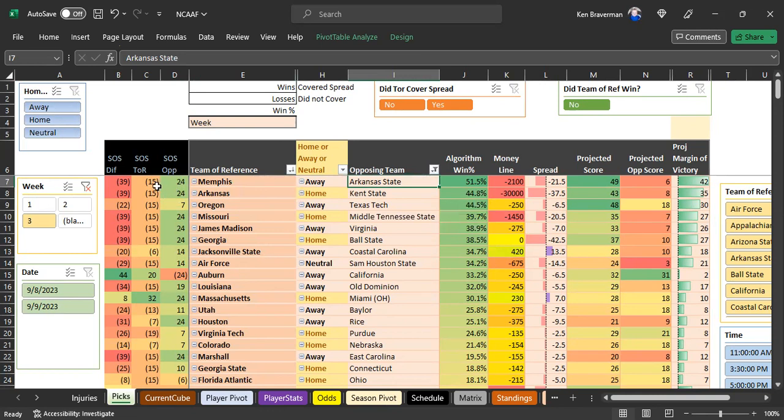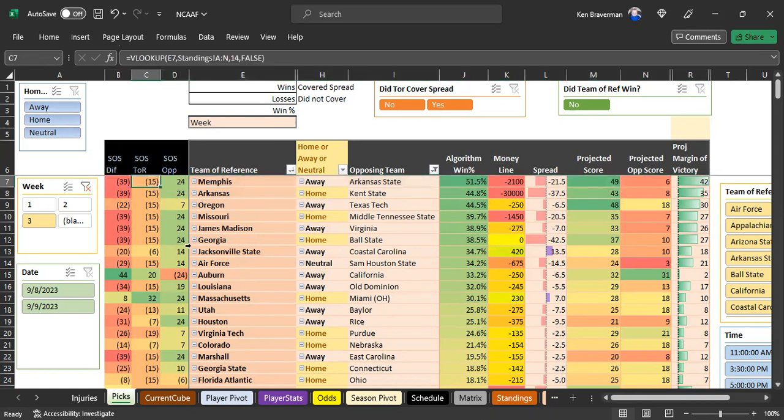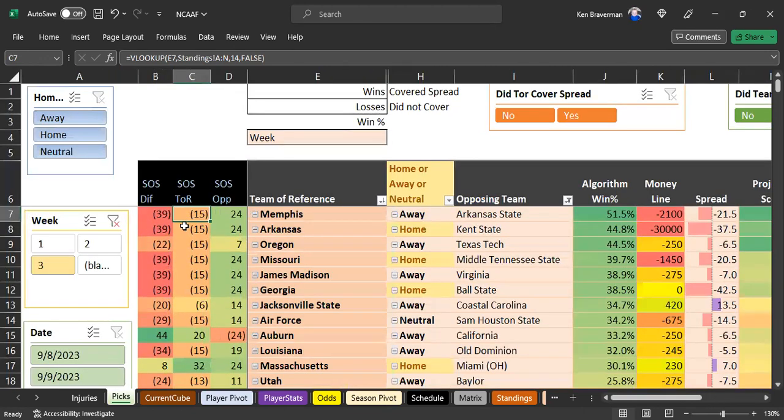What that means when we go through this game here, Memphis versus Arkansas State, this says that Memphis's opponents so far this season have been really bad. They have a ranking of -15. A low SoS rating means that they've played teams that are not very good. A strength of schedule of a positive number for the opponent means the opponent has played a really good team apparently to start off the season. So this is saying Memphis played a bad opponent week one. Arkansas played a very good opponent in week one.